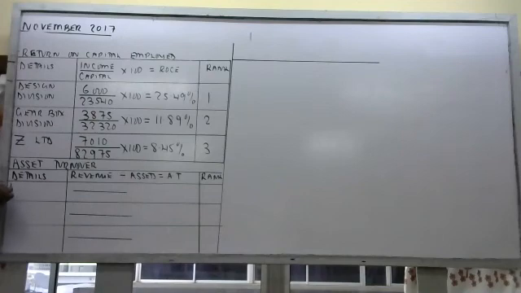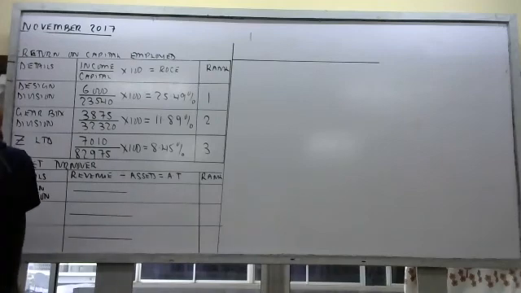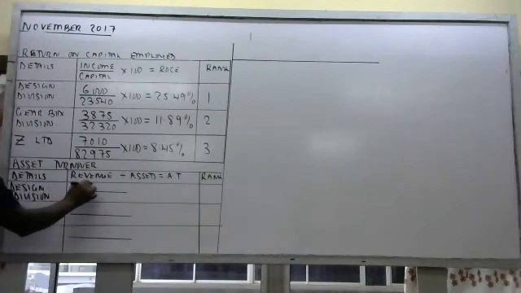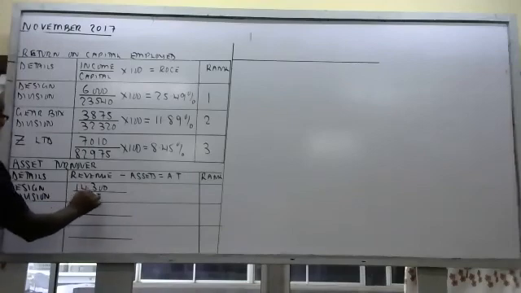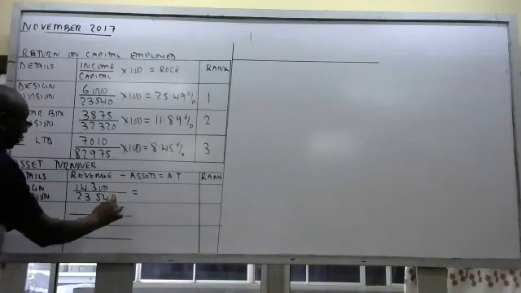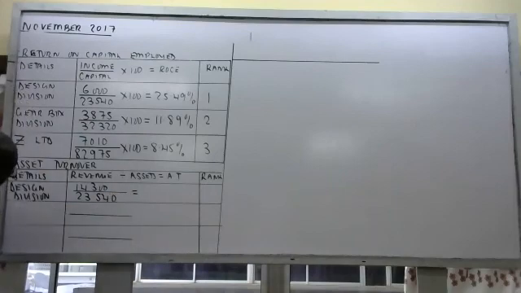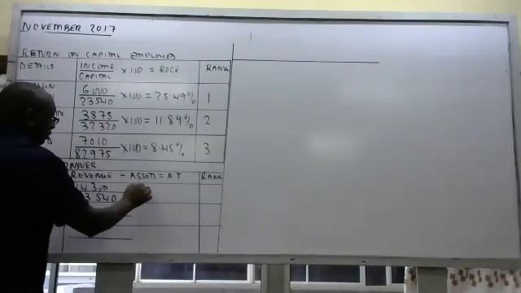So if we start with the design division, the revenue, as you can see up there, is 14,300. Asset is the capital, so we use this capital, 23,540. So 14,300 you divide by 23,540. You get 0.61.